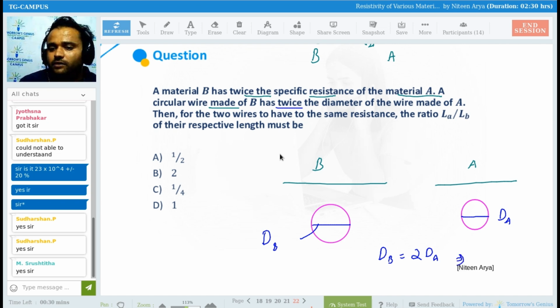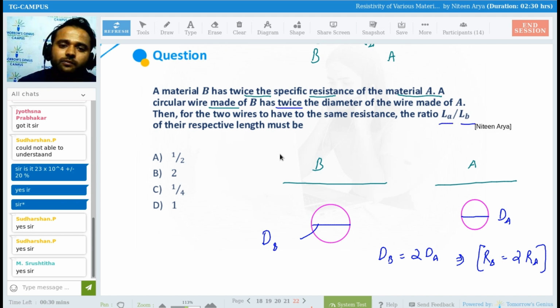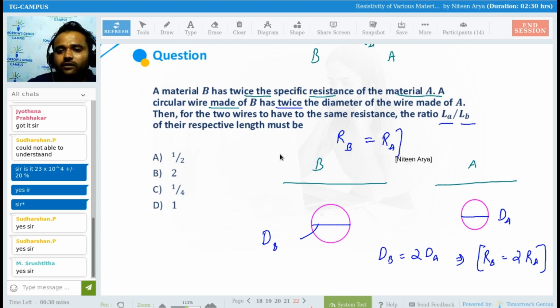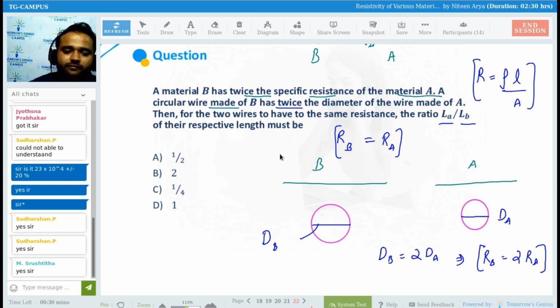What is the meaning of this? Radius of B is twice the radius of A. Why is radius required? To find the area. Then LA by LB. Simple. Then the two wires have the same resistance. Now we know this. Use this relation and tell me LA by LB.